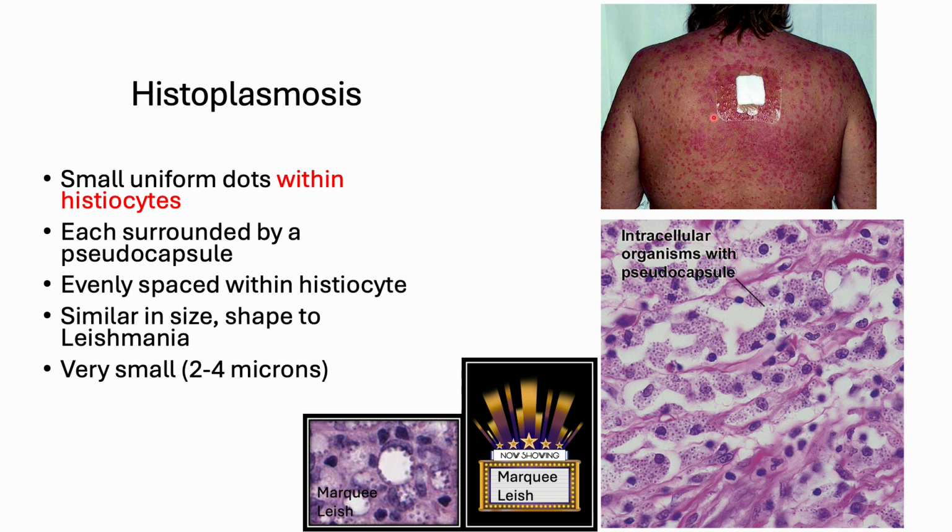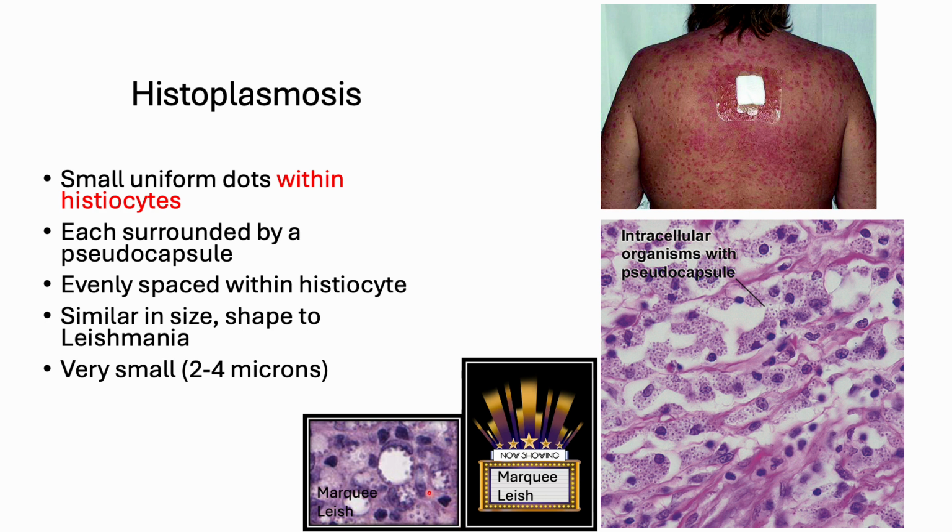As the picture shows here, the patient has those maculopapular lesions on the trunk. Histologically, you can see within the histiocytes, there are numerous intracellular organisms with some pseudocapsule. And if you remember from the parasite chapters, those can look very similar to leishmaniasis. If you read the books, they usually tell you there should be two features to tell histoplasmosis from leishmaniasis.